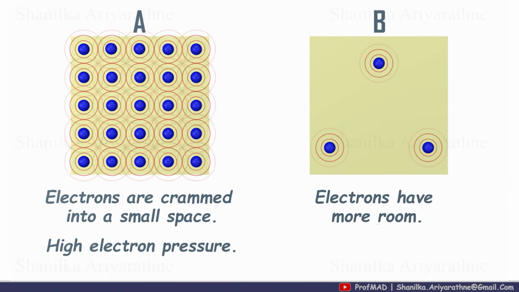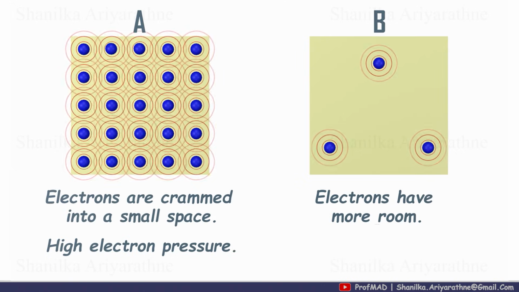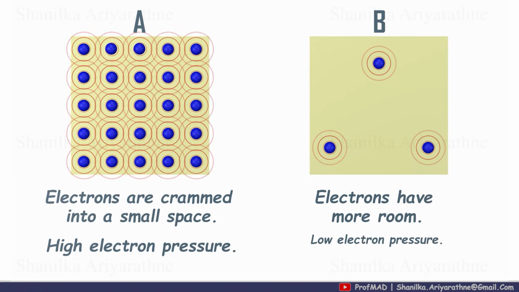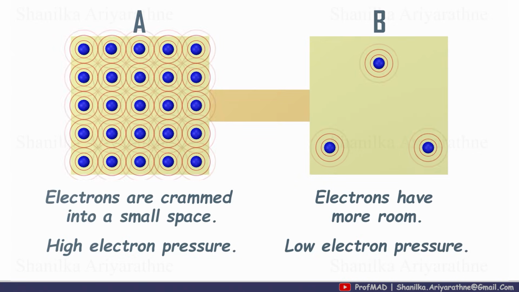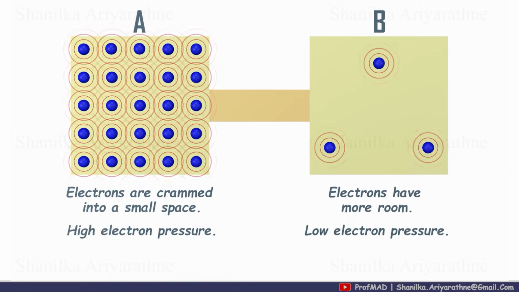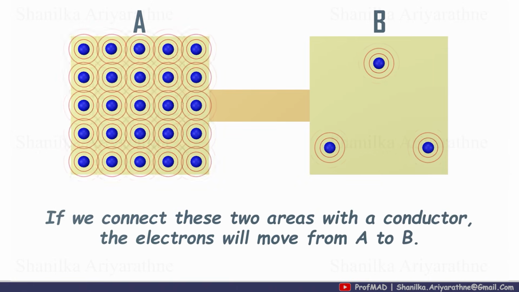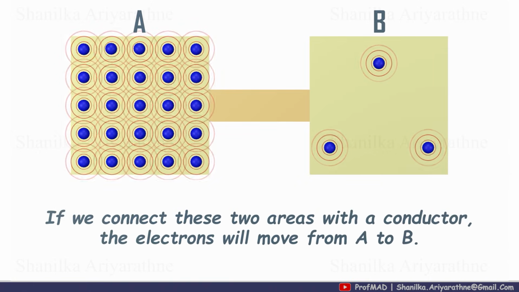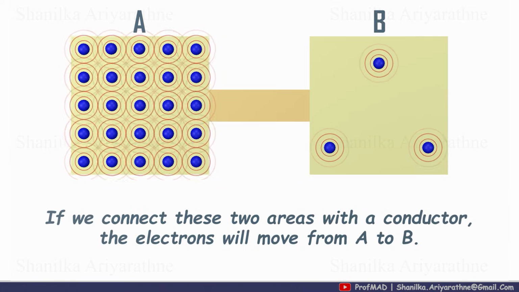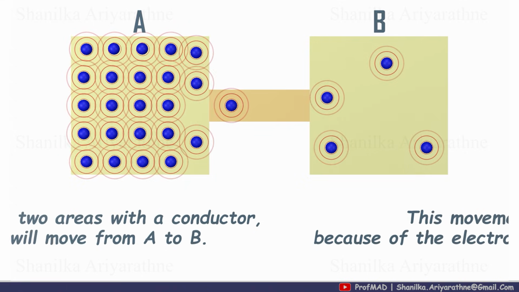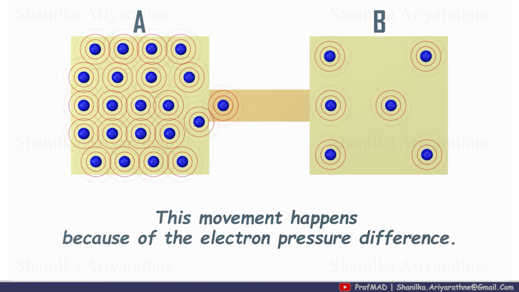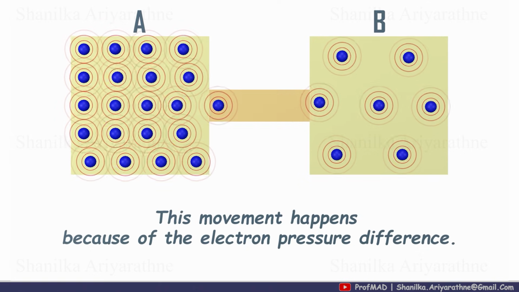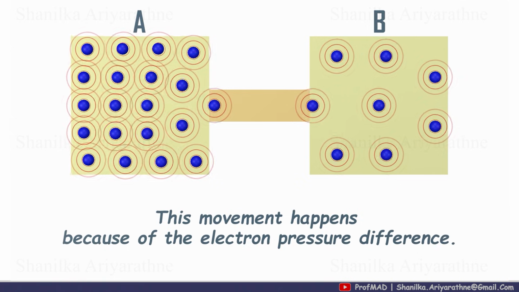Now over in Area B, things are much calmer. The electrons have more space to move around, so the pressure there is lower. If we connect these two areas with a conductor, something interesting happens. The electrons in Area A start to move toward Area B, from the crowded high-pressure side to the spacious low-pressure side. This movement happens because of that difference in electron pressure, and that's one of the most fundamental ideas in all of electronics. Pretty amazing, right?